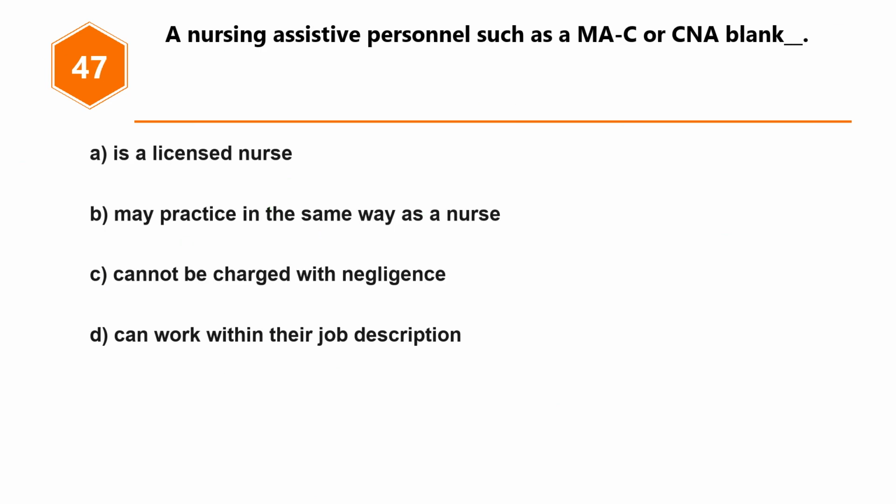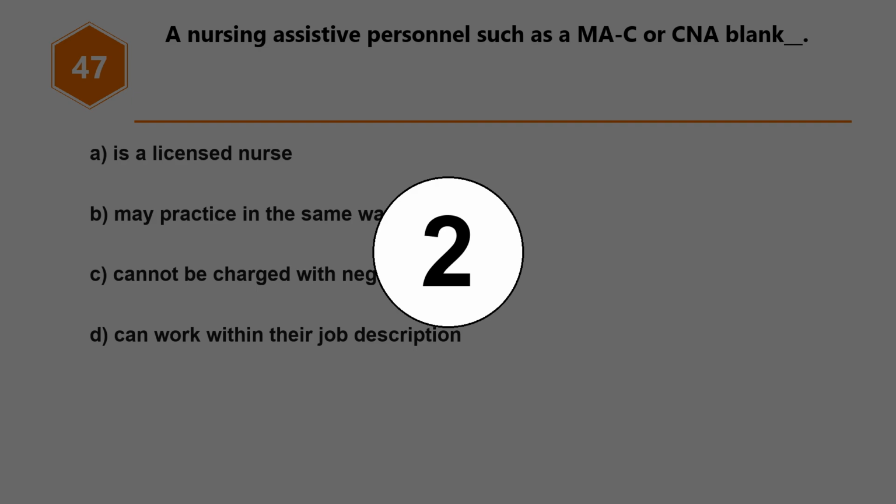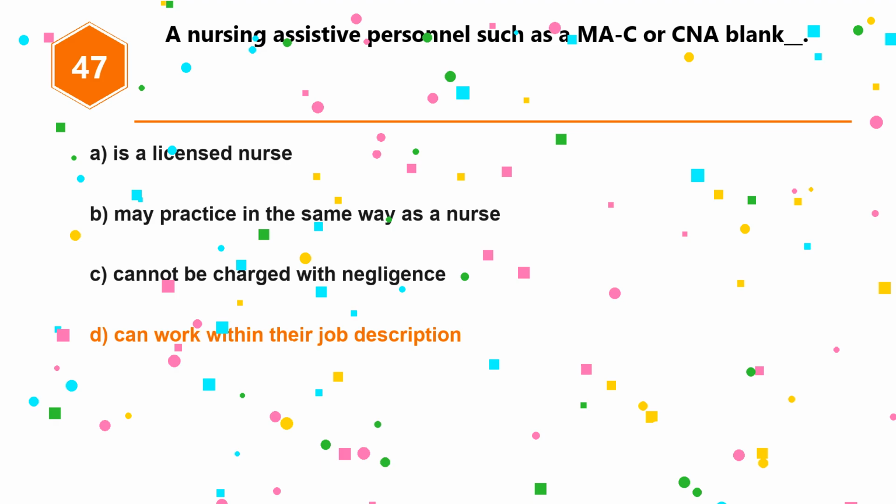Question 47. A nursing assistive personnel such as a CMA or CNA blank blank. Option A, is a licensed nurse. Option B, may practice in the same way as a nurse. Option C, cannot be charged with negligence. Option D, can work within their job description. The correct answer is option D, can work within their job description.